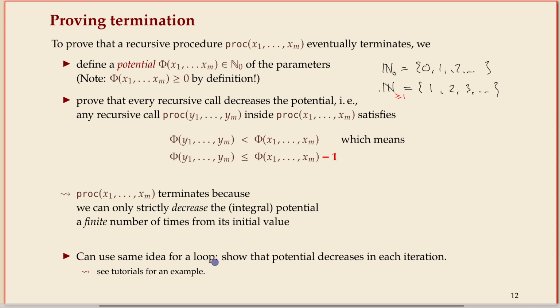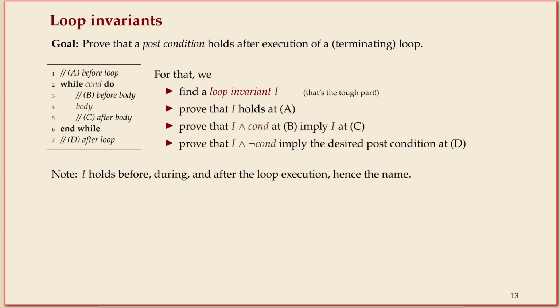A similar idea works for loops. If you have a while loop, then there will be some variables. So it's not as explicit as in a function call, but you will still have variables that change their value over time. And so if the while loop eventually terminates, there must be some way to get a potential from the variables that always decreases. So it works in both ways. But the trick is to find the potential function. Depending on how complicated the code is, that's quite a formidable task. Again, I'll refer you to the tutorials for an example.